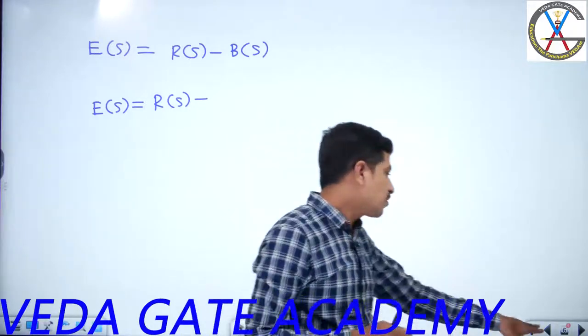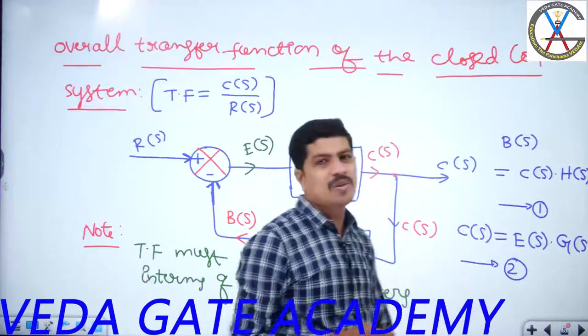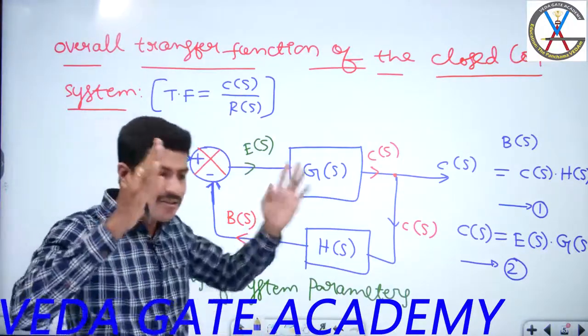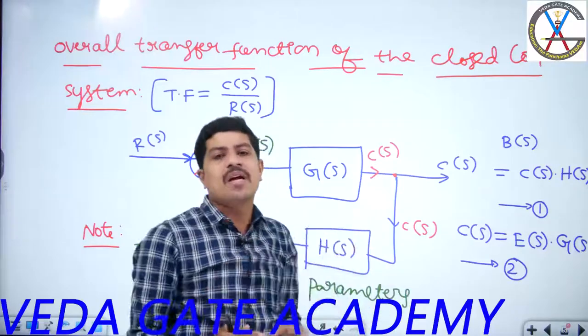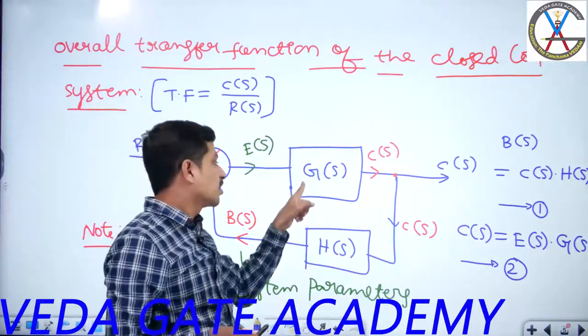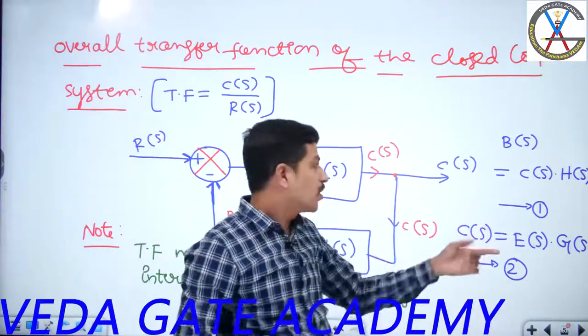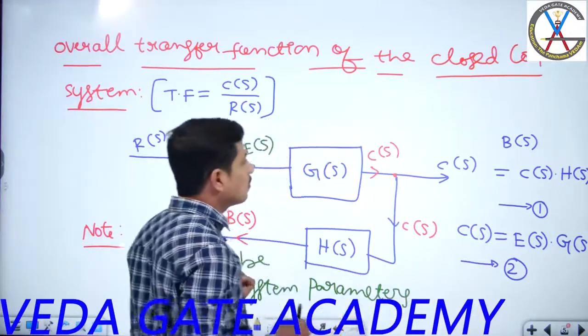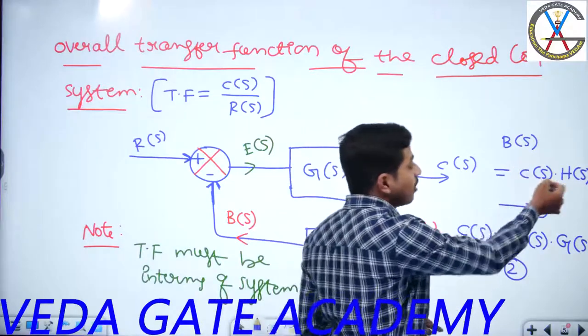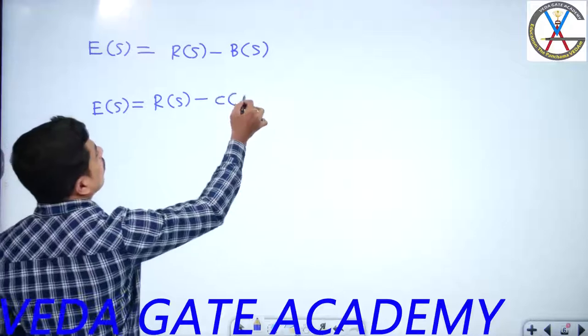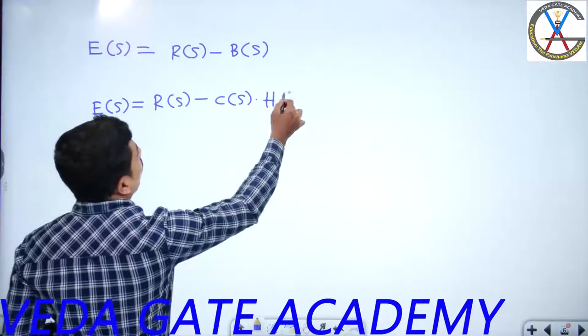What is transfer function? Transfer function is the Laplace transform of output, meaning C of S by R of S. And I want the transfer function always in terms of the system parameters which are kept in blocks, G of S and H of S. So I'll replace that B of S. What is B of S? We wrote B of S here: it is C of S into H of S. Yes, B of S is equal to C of S into H of S.